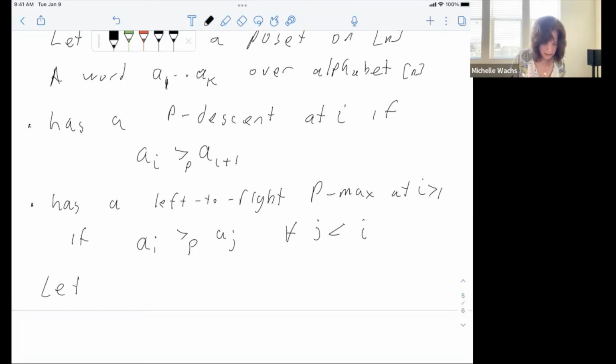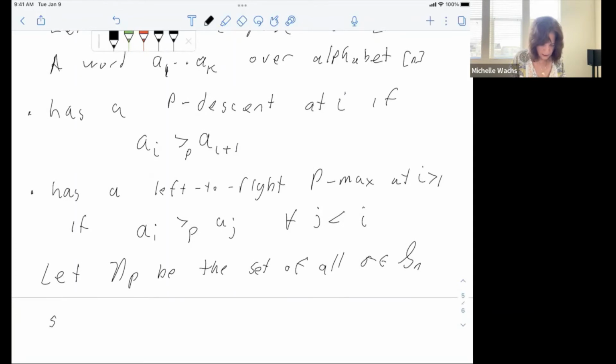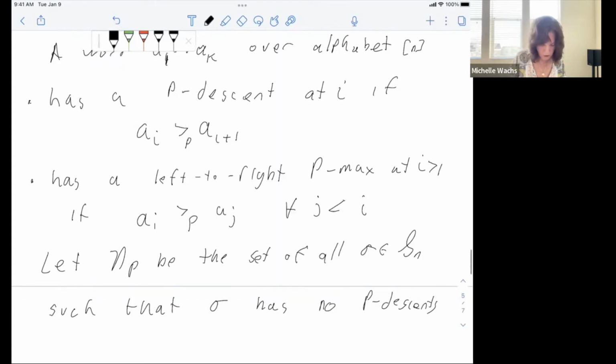And now we're going to let N_P be the set of all sigma in S_n such that sigma has no P descents and no left to right P maximums.